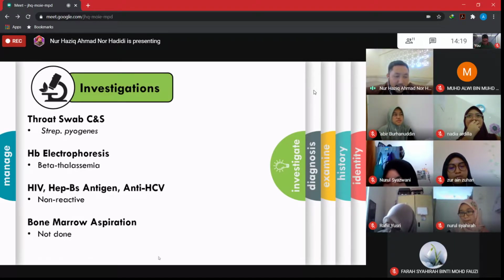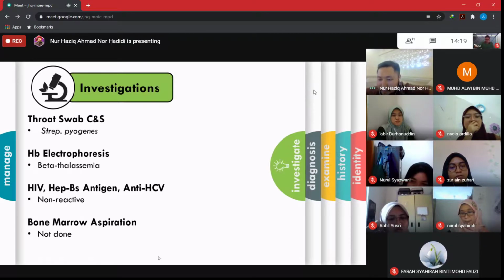Hb electrophoresis was done and revealed that the patient had beta thalassemia. The viral antigen test is non-reactive, and bone marrow aspiration was not done in this patient. But to exclude my other differential diagnoses, bone marrow aspiration should be done in order to look for the presence of hypercellularity and blast cells for leukemia. So that's for the investigation.